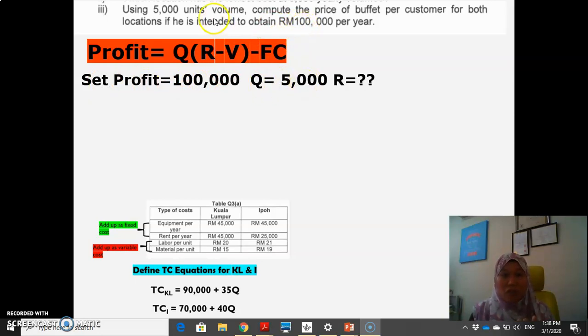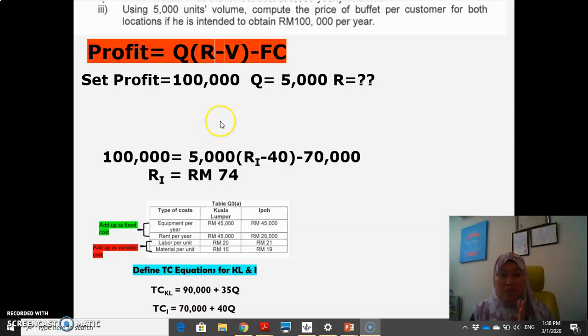Q is 5,000 here because he said 5,000 units. And what is R? We need to determine R. What is the value for V? V is the variable cost here. Remember, this is the TC equation. So we know that this is the variable cost for KL and this is the fixed cost for KL. This is the variable cost for Ipoh and this is the fixed cost for Ipoh. So we have all the information.